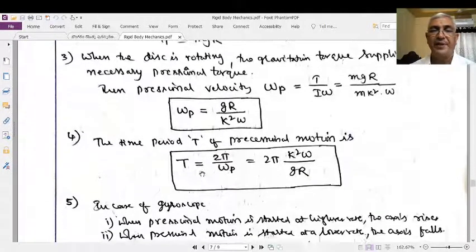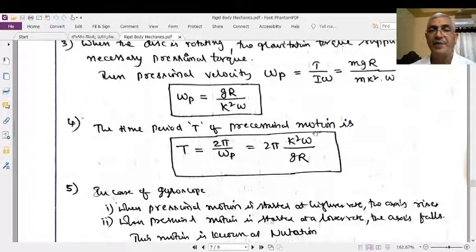Now, time period of rotational motion. The period of rotational motion means the time taken to complete one precession. That is T equal to one rotation, 2 pi by omega p. That is equal to 2 pi into what is omega p? Gr by k square omega. Therefore, T equals 2 pi k square omega by gr. This is the time period of precessional motion.